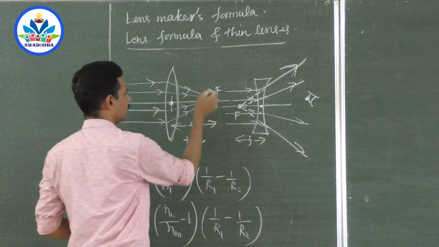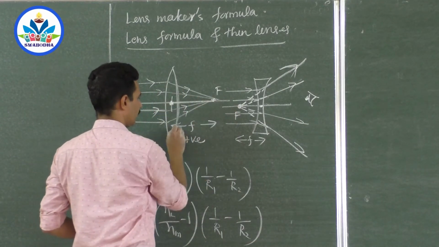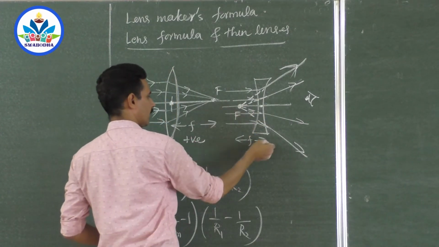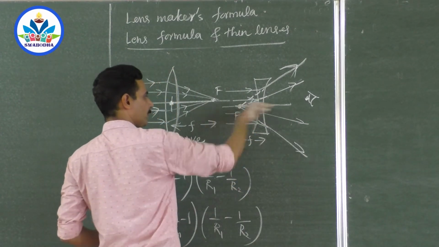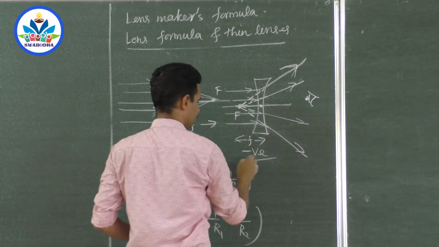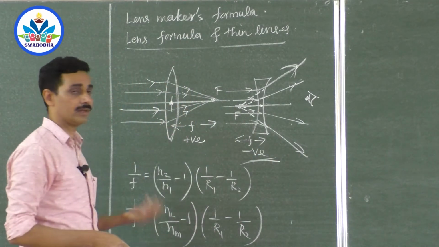From the optic center to the focus, that length is called focal length. You have to measure it opposite to the direction of light, so this is negative. So the focal length of a concave lens is negative.